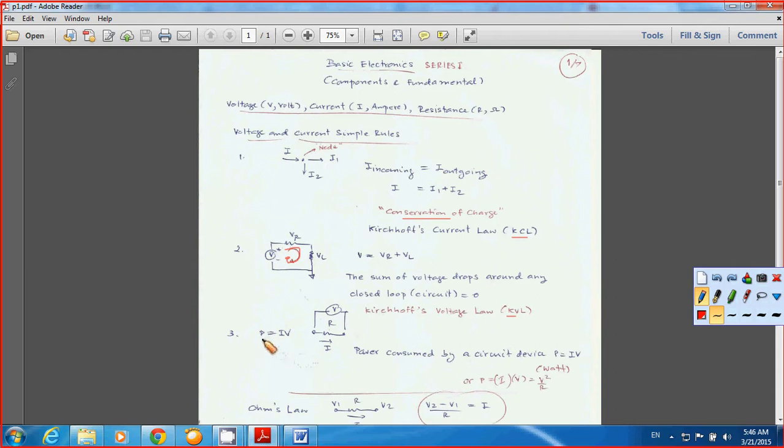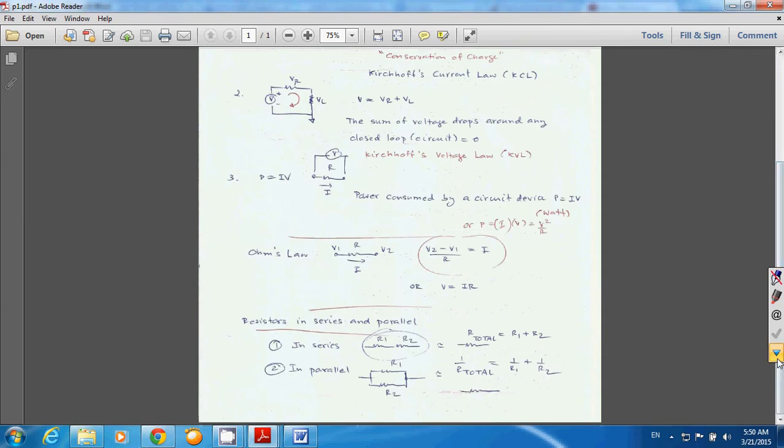The last one is power dissipation on any kind of device, here a resistor. P simply equals I multiplied by V, and then you can play around with this. You may write P in terms of V and R, or even in terms of I and R. Okay, so this is the very simple concept.